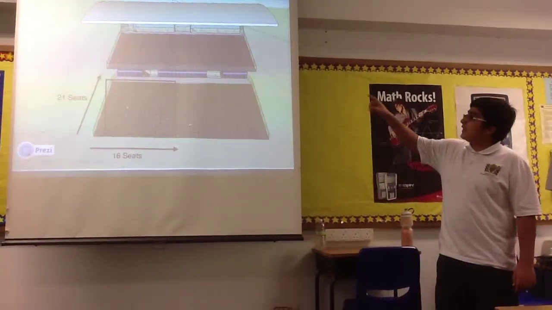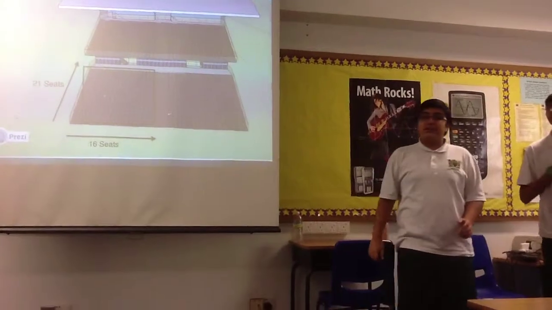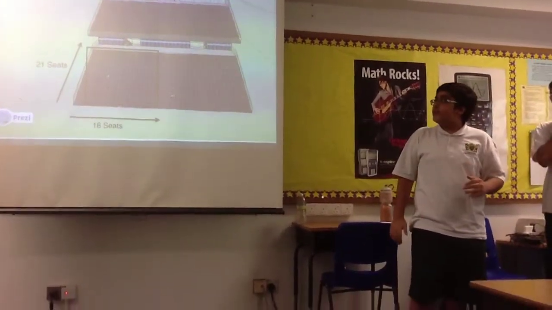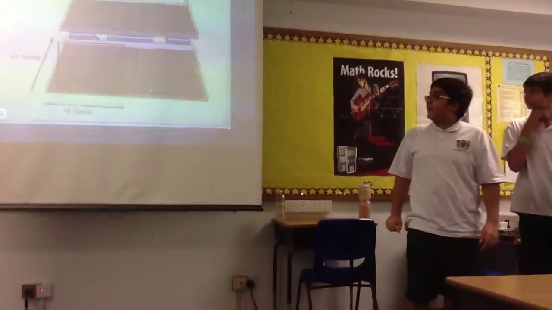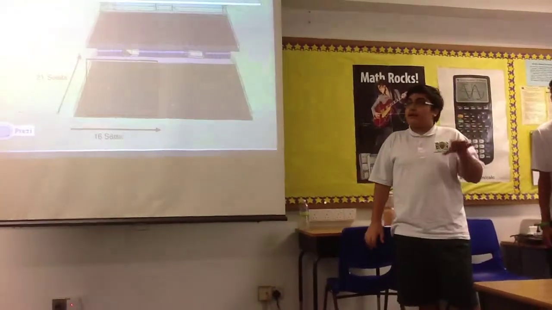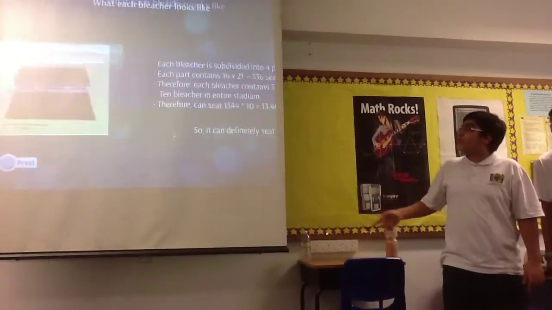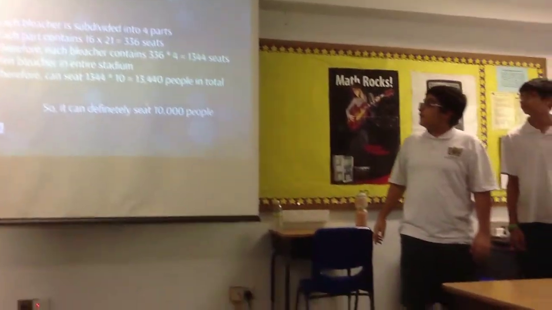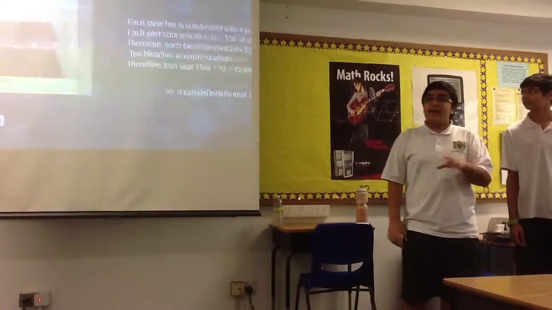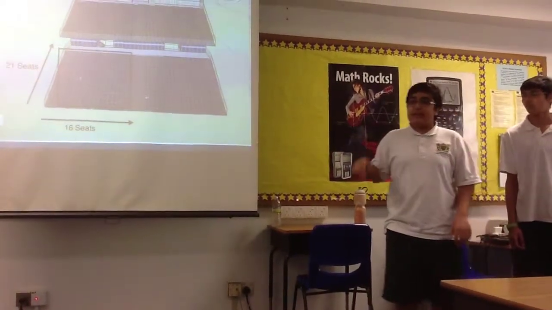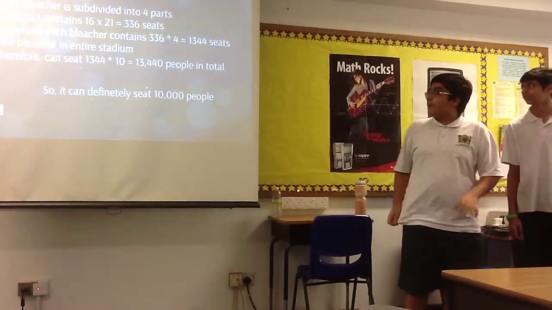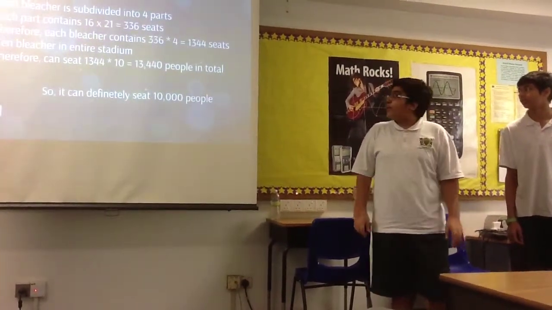Each bleacher has 4 components within it, and each component is 21 seats high and 16 seats horizontally. When we multiply them, we get approximately 336 seats. Because there are 4 components, we multiply that number by 4, which gives us 1,344 seats. Remembering that we have 10 bleachers in our whole stadium, we multiply 1,344 by 10, and we get approximately 13,440 people in total.